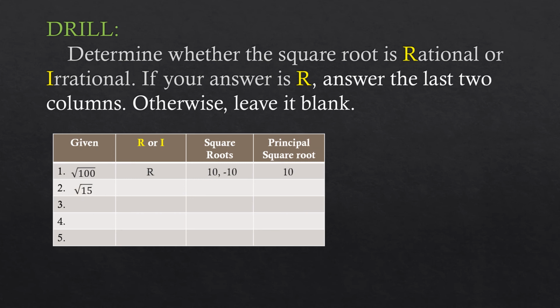Another is square root of 15. We know that 15 is not a perfect square. So we have to write I for irrational. And we don't have to answer the last two columns. Next, you have to answer numbers 3 to 5. You can pause your video while answering the drill.